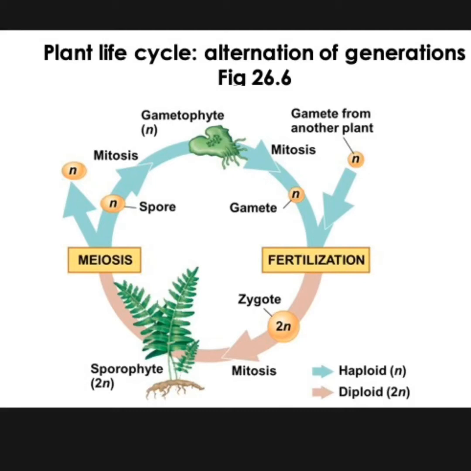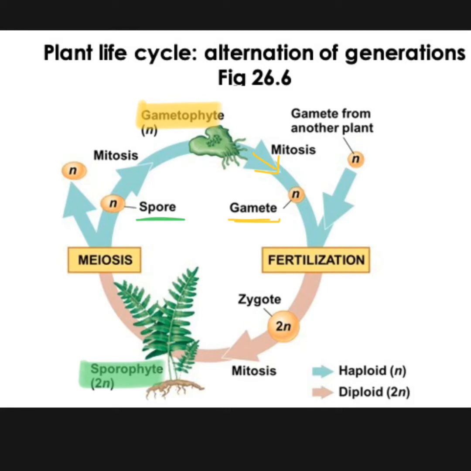The two multicellular organisms involved are gametophytes and sporophytes. Gametophytes are gamete-producing multicellular haploids produced by the mitosis of gametes or reproductive germ cells. Sporophytes are spore-producing multicellular diploids produced by the mitosis of a zygote cell.